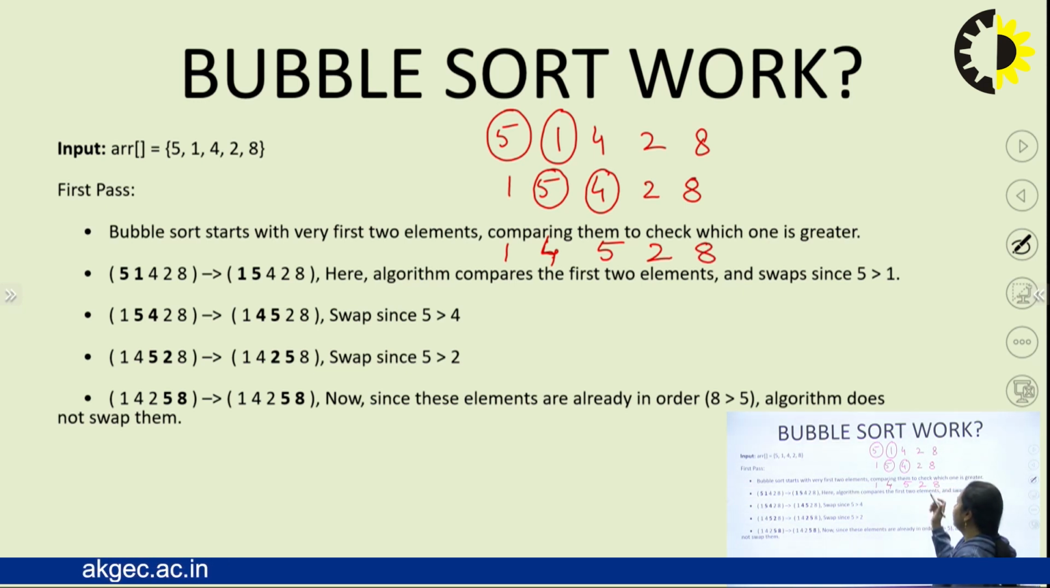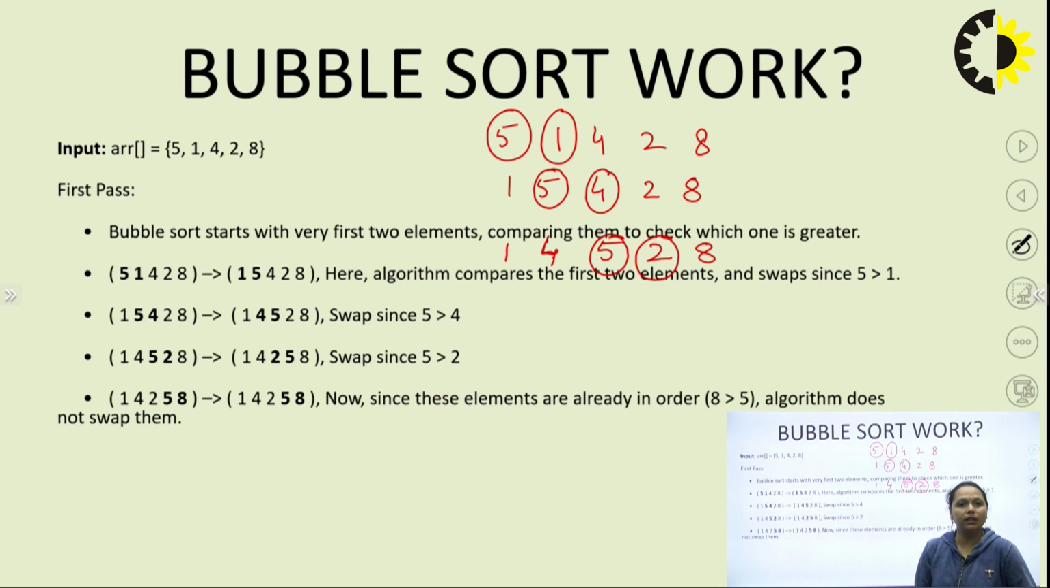Now again, the next two adjacent elements, that is 5 and 2, are compared. Again look for the order. The order is again wrong, which means swapping is required again. So next we get this list.